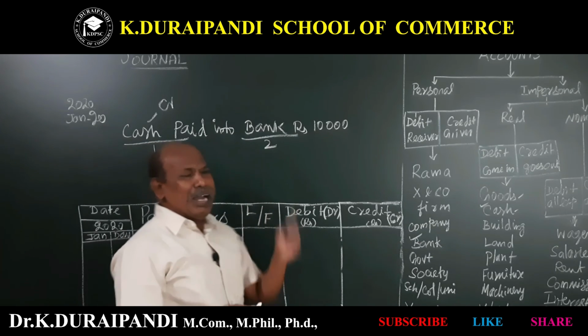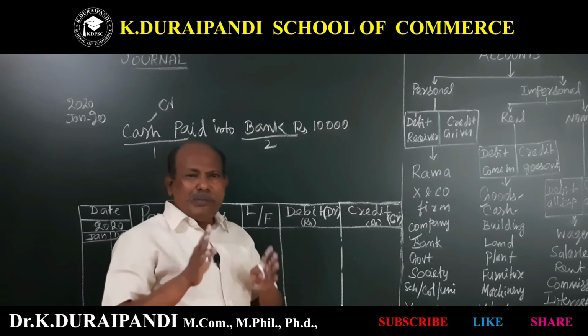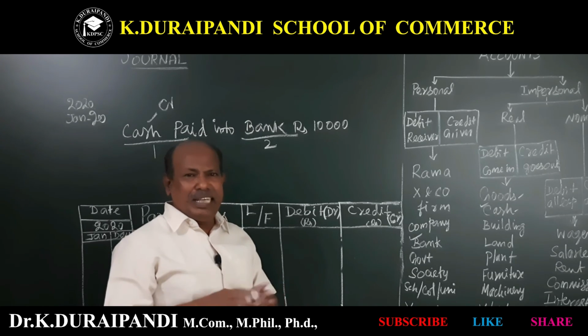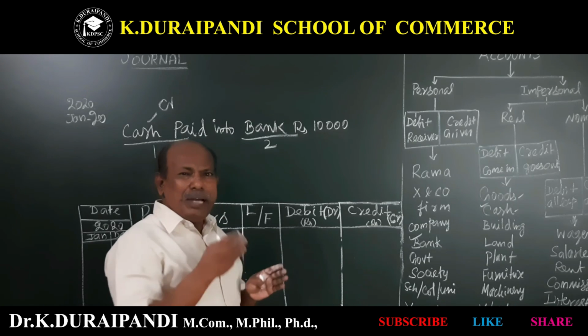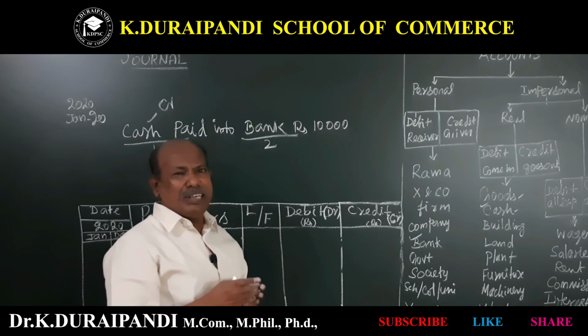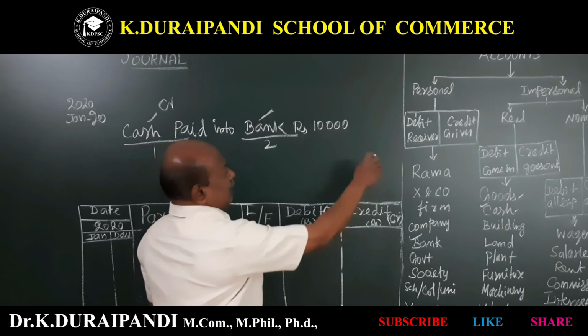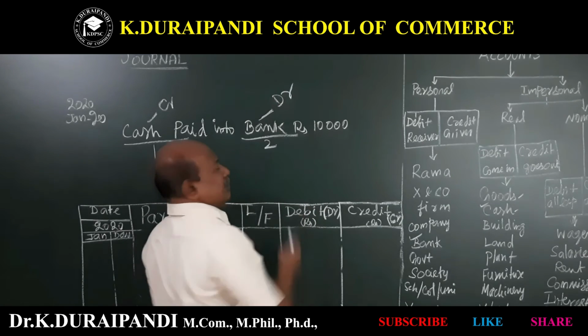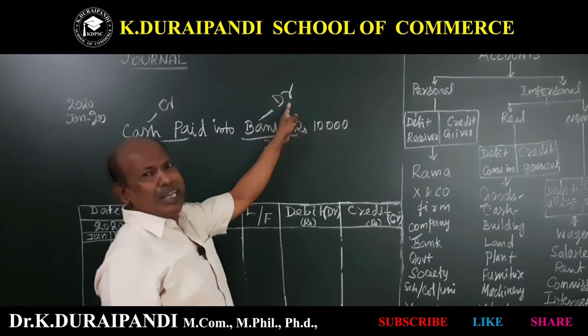Then the bank. Bank is a personal account: debit the receiver, credit the giver. We are paying cash to the bank. The banker is the receiver of our cash. So the bank is debited as the receiver. The bank account should be debited.